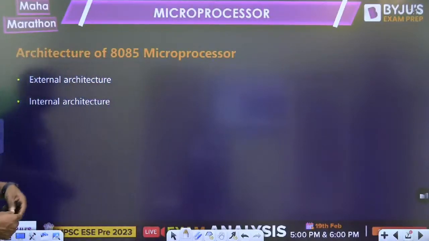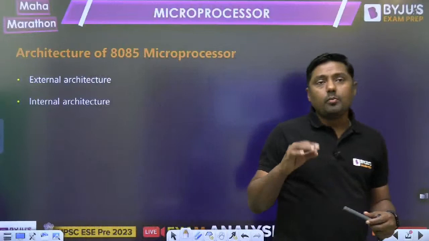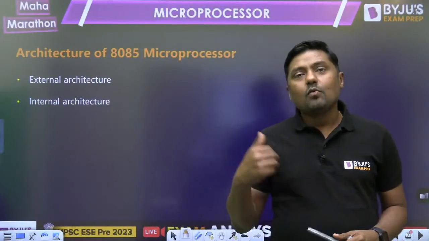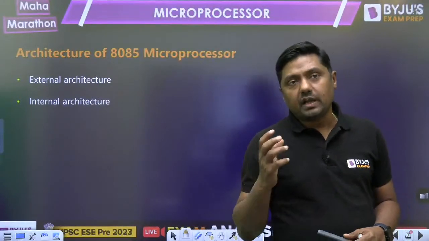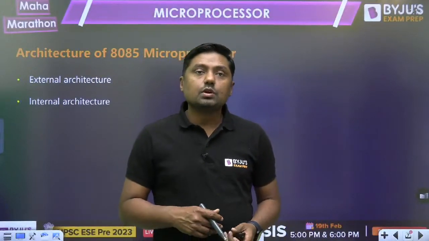Now, my dear friends, external architecture and internal architecture of the 8085. So everyone, please give me the answer in the comments box. How many pins are there? What about the address lines and what about the data lines in the case of the 8085 microprocessor? So it is a quick revision.